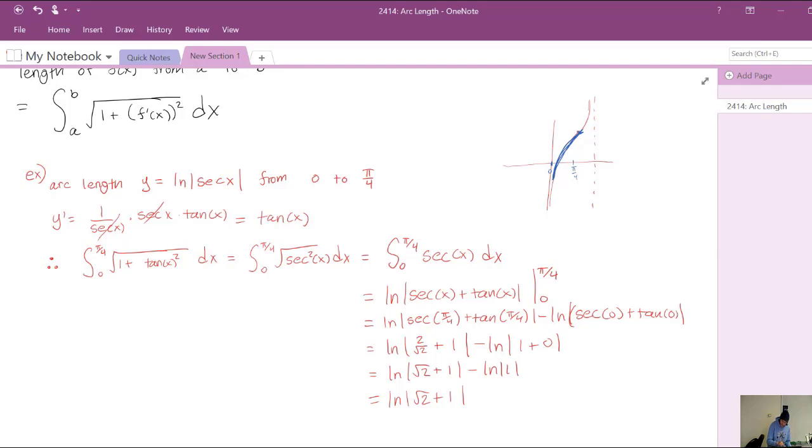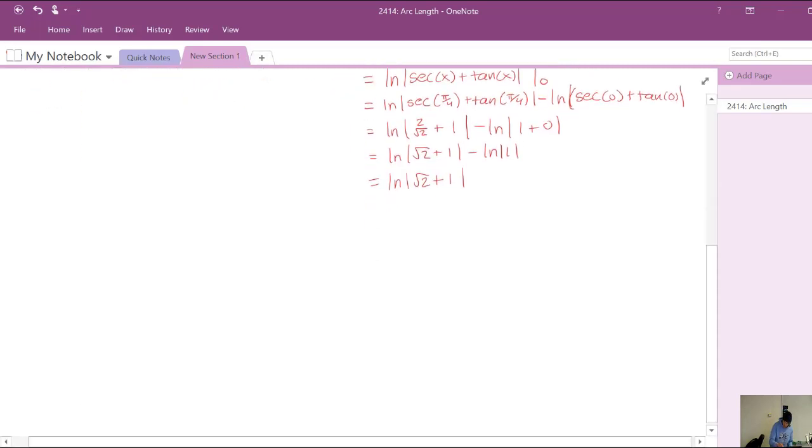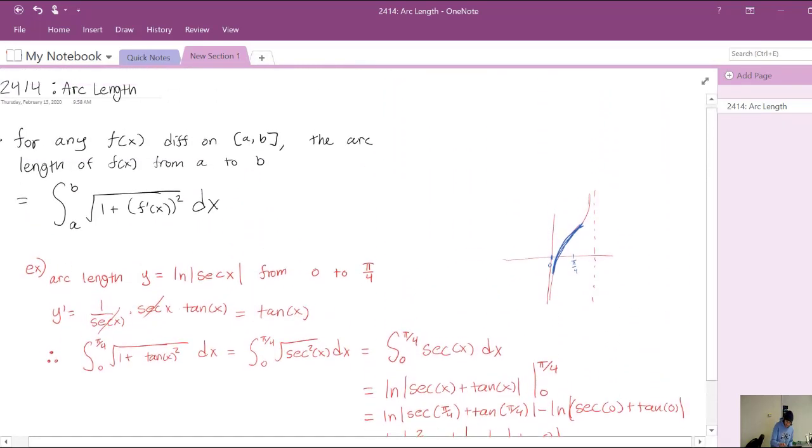Can I go to the next page? Actually, I could probably just scroll. No, pages.